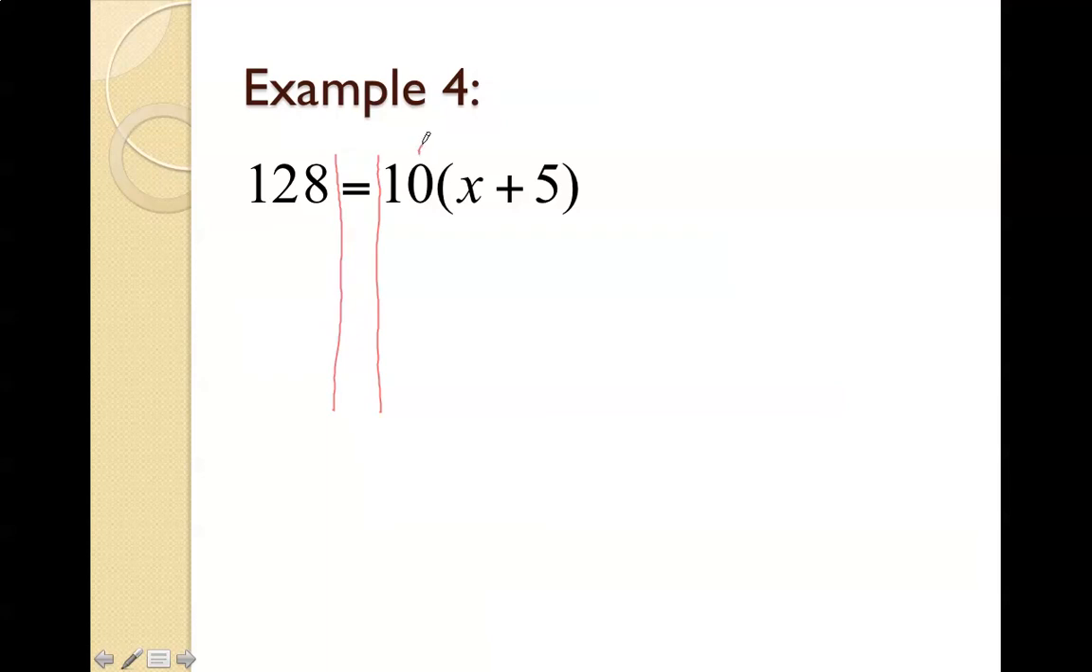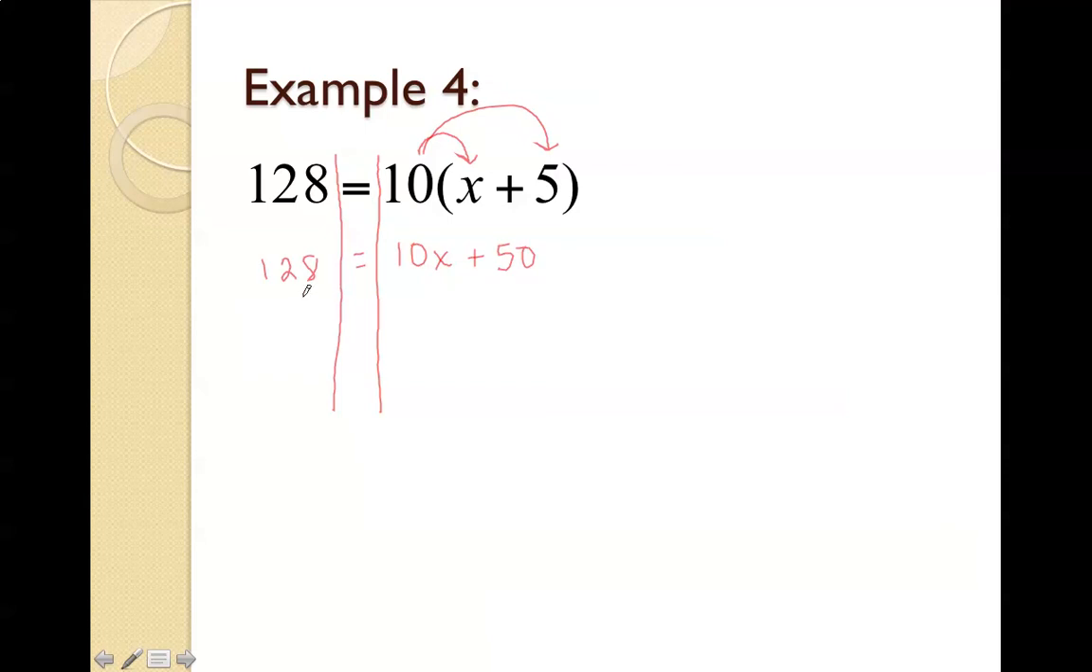So I'm going to do distributive property. And remember, I take the outside number and multiply it by everything on the inside. So 10 times x gives me 10x. And then 10 times 5 gives me 50, so plus 50 equals my 128. All right, now this looks like a two-step equation. Both sides are simplified so that I can go ahead and start my two-step equation.